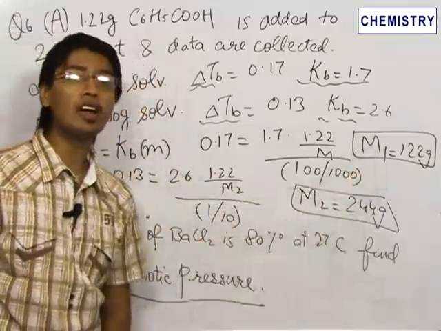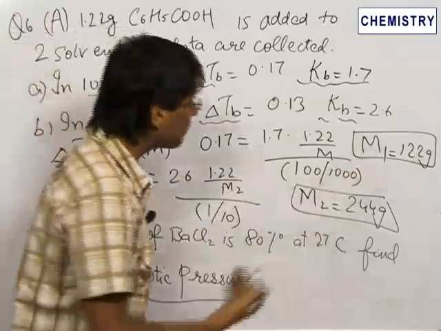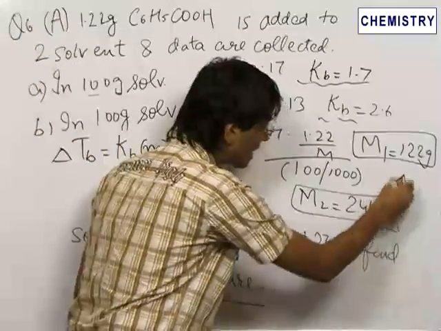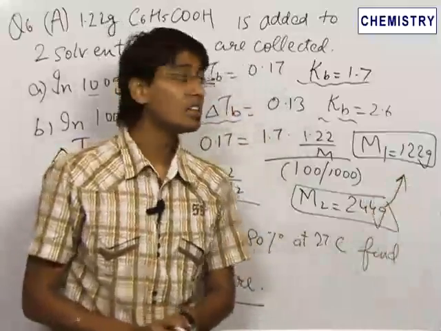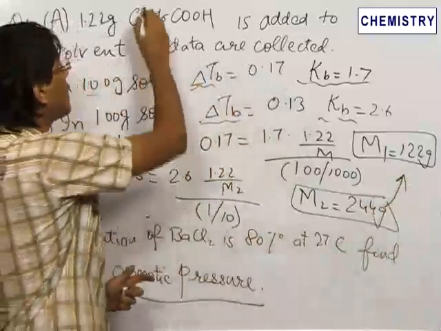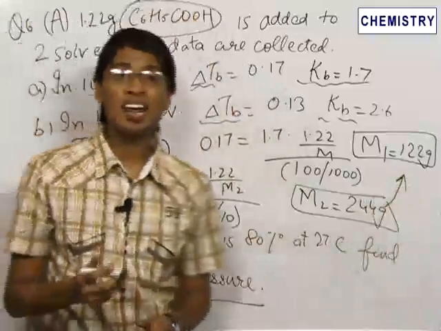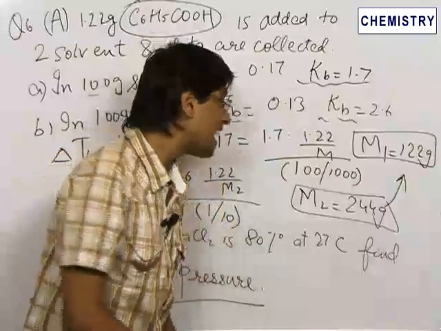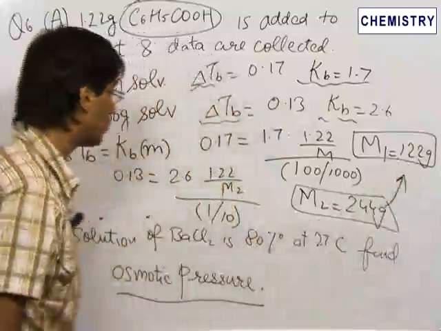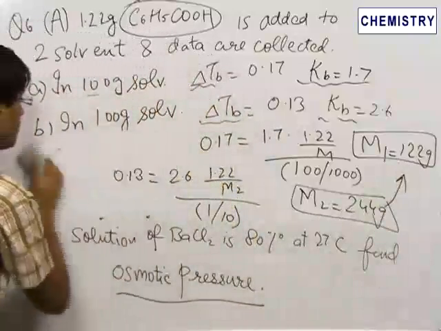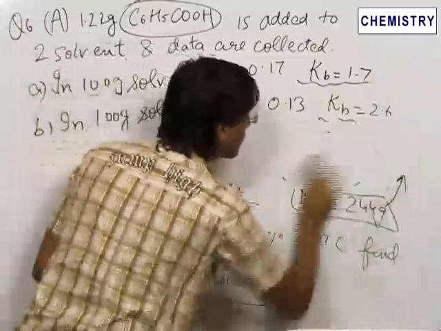Hence, for the first solvent, the benzoic acid weight is 122 grams, and for the second case, it is 244 grams. On seeing this, we can very clearly see that this is exactly double of the earlier molecular weight, and hence we can comment that in the second solvent, this benzoic acid is dimerizing to form a dimer, and hence the weight has doubled due to the formation of a dimer in the second solvent. This completes the first part of the problem.